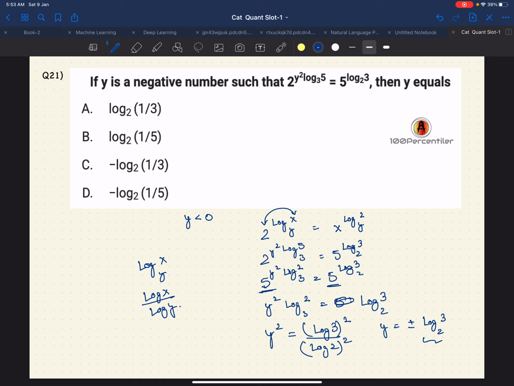Now log 3 to the base 2 is greater than 0. Therefore y has to be minus log of 3 to the base 2. Now this minus can be taken as a power of 3 and therefore y is nothing but log of 1 upon 3 to the base 2. Therefore A is the correct answer here.